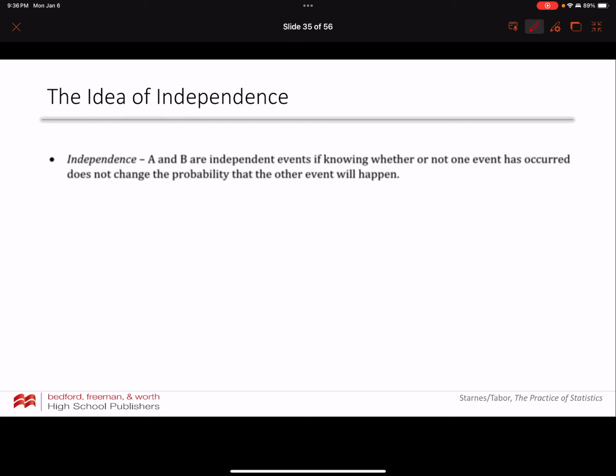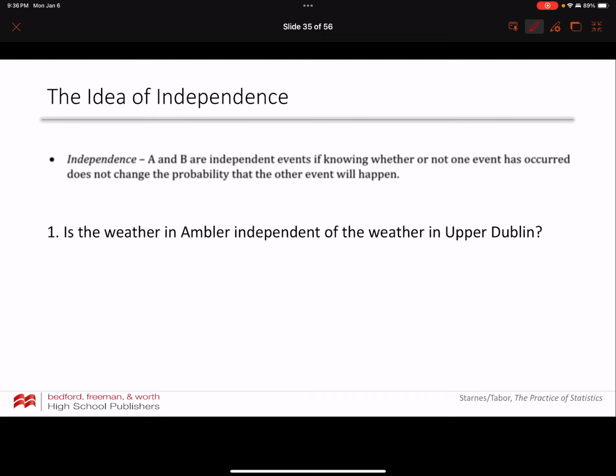Okay. Let's talk about independence. So A and B are independent events if knowing whether or not one event has occurred does not change the probability that the other event will happen. So a couple questions for you. Is the weather in Ambler independent of the weather in Upper Dublin? So in other words, if I know it's snowing in Upper Dublin, does that tell me something about what's happening in Ambler?